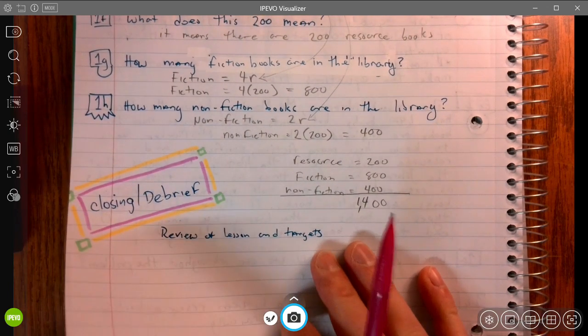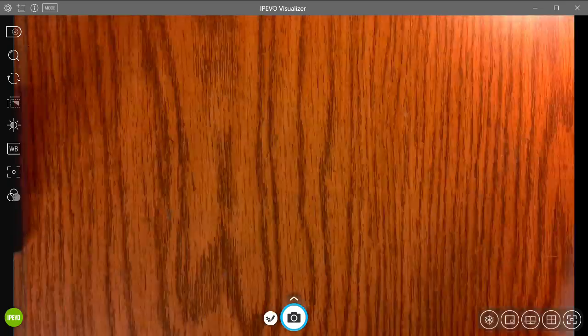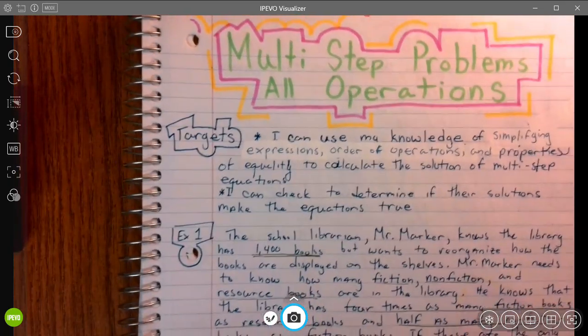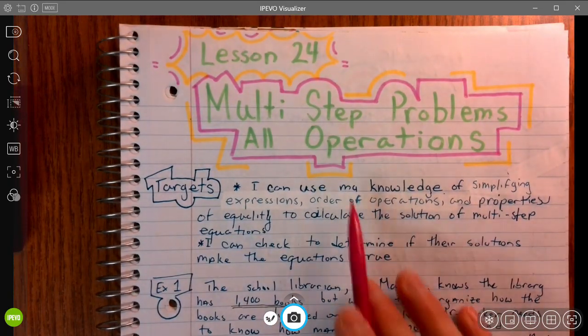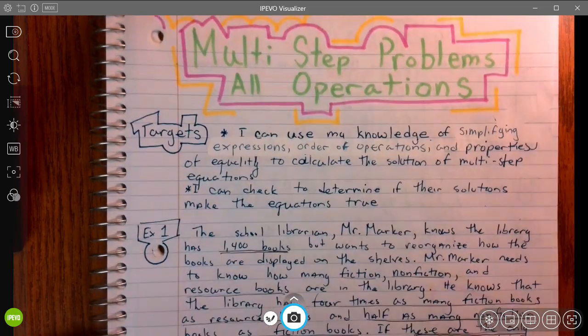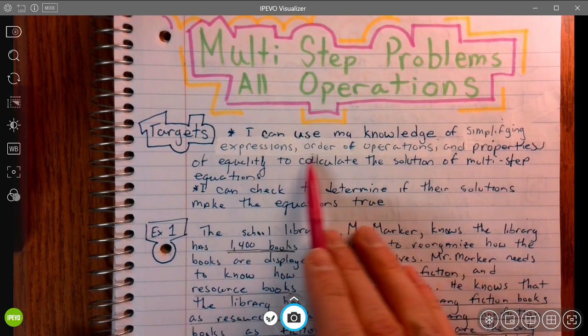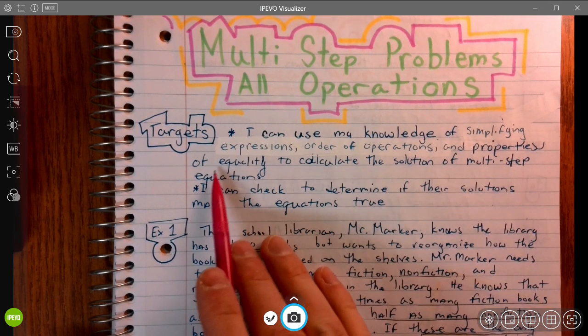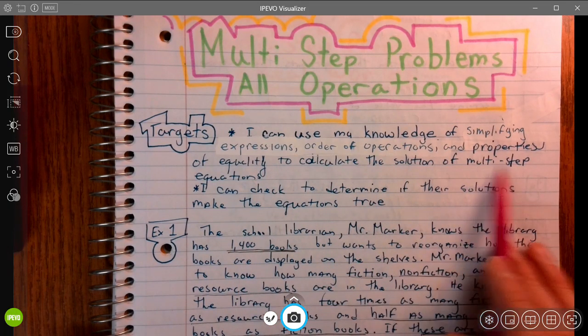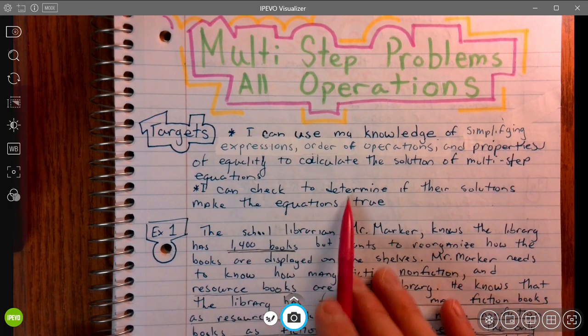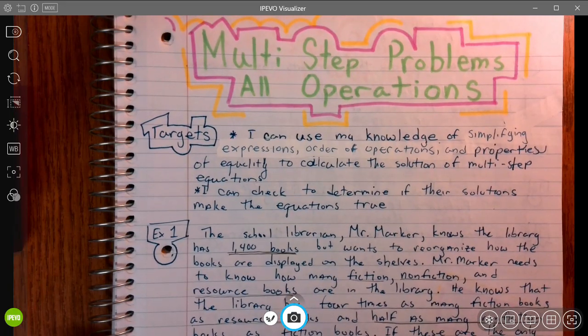Okay, our closing and debrief. Remember, today was lesson number 24 on multi-step problems using all operations. Our targets were: I can use my knowledge of simplifying expressions, order of operations, and properties of equality to calculate the solution of multi-step equations, and I can check to determine if their solutions make the equation true.